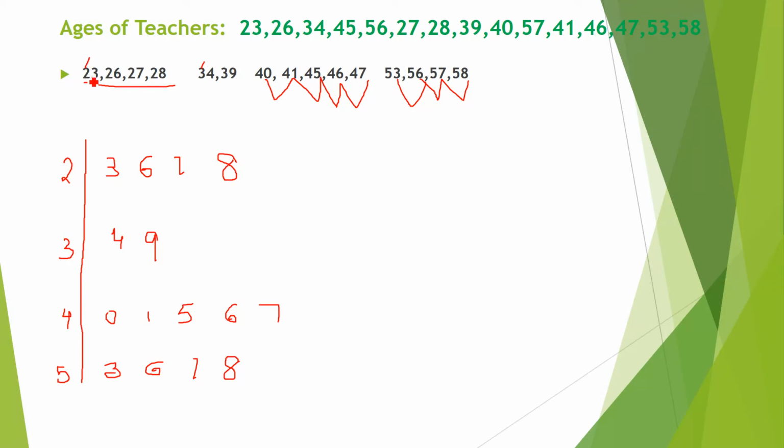The first is the stem, which is on the left side, and the other one is the leaf, which is on the other side, meaning the right side. So from this plot you can conclude that for the teachers whose ages are from 40 to 50, there are more teachers whose ages are between 40 and 50.